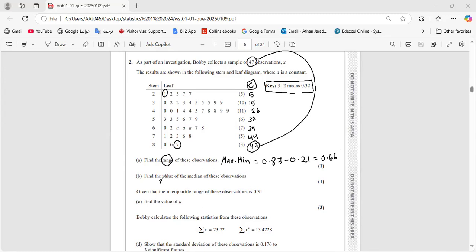Find the value of the median of these observations. The median position is n plus 1 divided by 2. So I have 47 observations plus 1 divided by 2, which equals 48 divided by 2. So the position is 24th. So go to the cumulatives. Okay, this one is 26. I need 24. So 26, 25. This one is the 24th. Okay, how can I read it? 0.48.